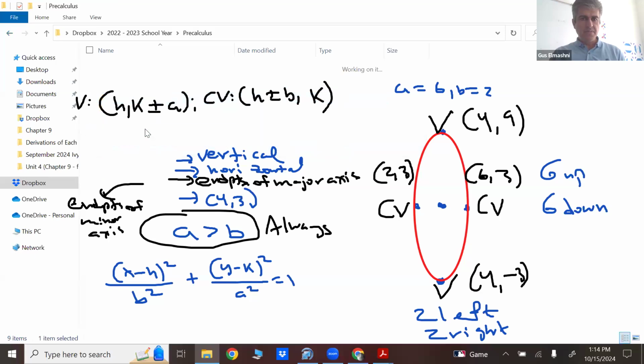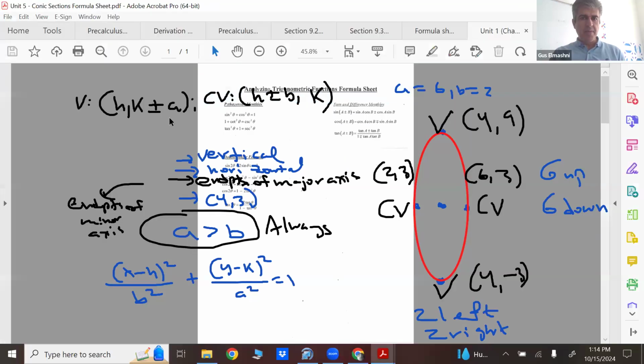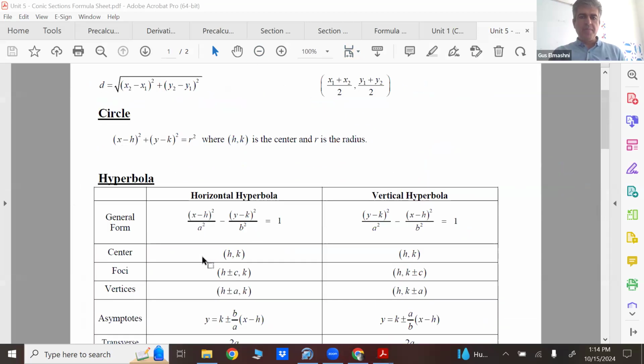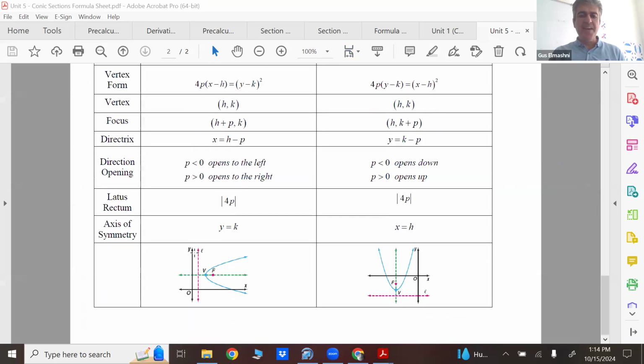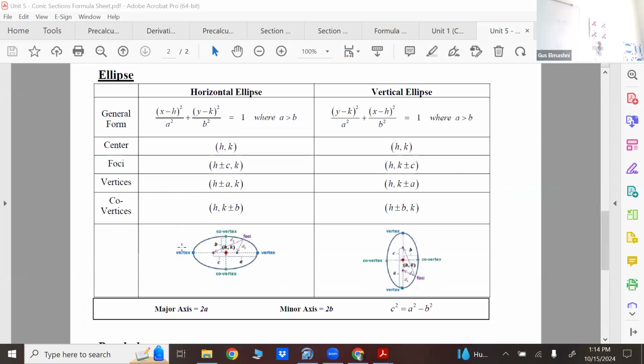A is always going to be the major. Here we go. Okay, this is what I was about to show you guys. It might help if I give you this format sheet. This is a little more detailed. We're told where the center is, the vertices and the covertices, major horizontal or major vertical, and find the foci.